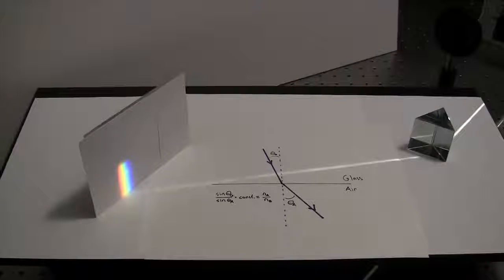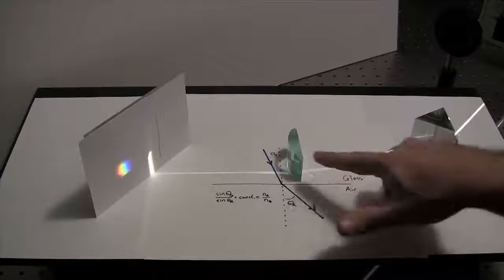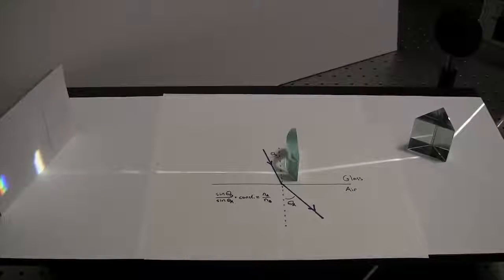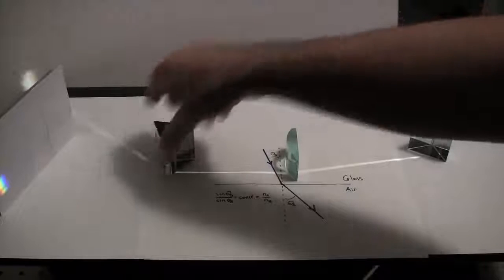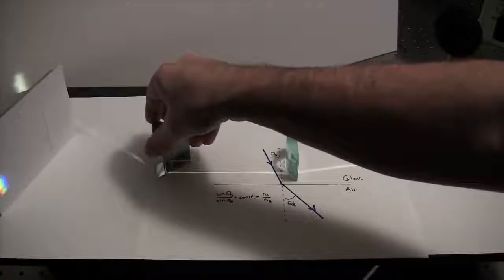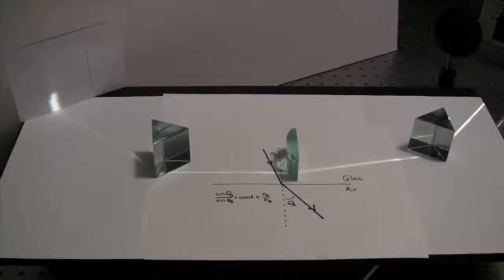You start with a prism that we had before. Then you add a lens to the system, and you want this length to be roughly twice the focal length of the lens. At some distance away from the lens, we'll put another prism, and this distance again should be roughly twice the focal length. And we adjust the prism, and what we see is a reasonable approximation of white light.